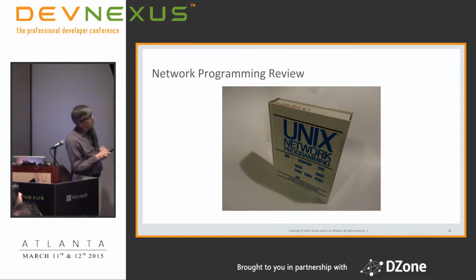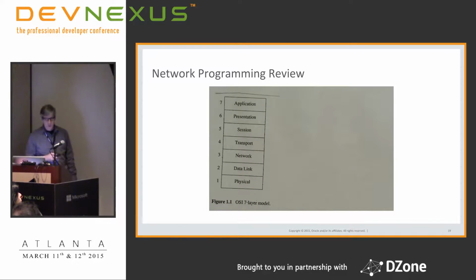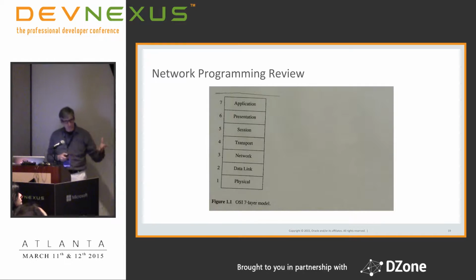So let's dive into this network programming review a little bit. Anyone familiar with this book? This is an old book, but a very classic book that I'm fond of, Stevens' Unix Network Programming. And in that book, he has a little diagram, which is the 7 layers of the OSI protocol stack. And let me take a moment to review this. At the bottom level, you have the physical layer, which is your electrical connections, how to represent a 0 and a 1 on the wire.